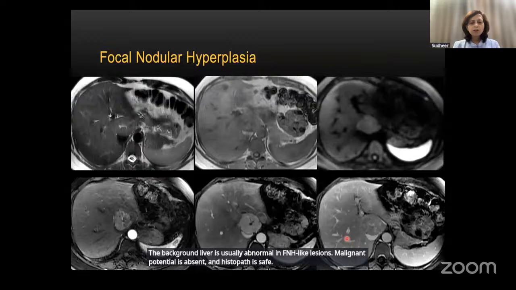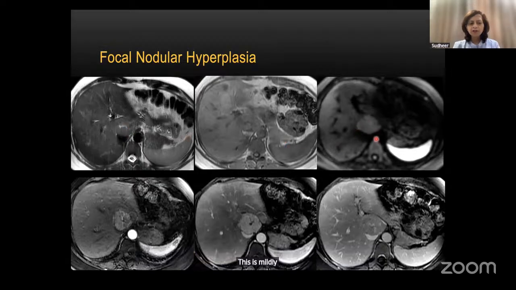So just as a companion case, this is a classical case of a sporadic FNH, which we are much used to seeing. And we can see that this is a mass in the caudate lobe of liver, almost isointense to the liver parenchyma, except for this mildly hyperintense scar. This is mildly hyperintense on diffusion weighted images.